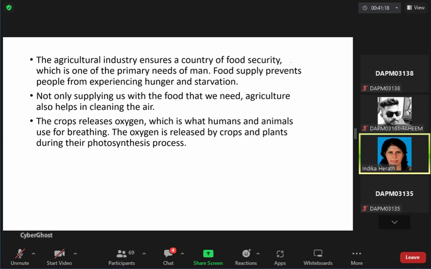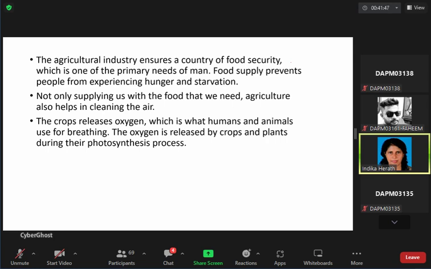Not only supplying the food that we need, agriculture also helps in cleaning air, because think about it: not like other industrial systems, agriculture helps to clean air. How does it happen? How does agriculture participate in cleaning our environment, or cleaning the air?